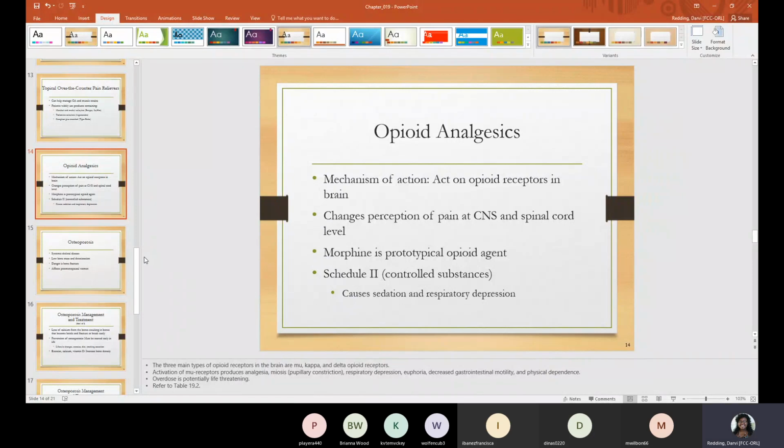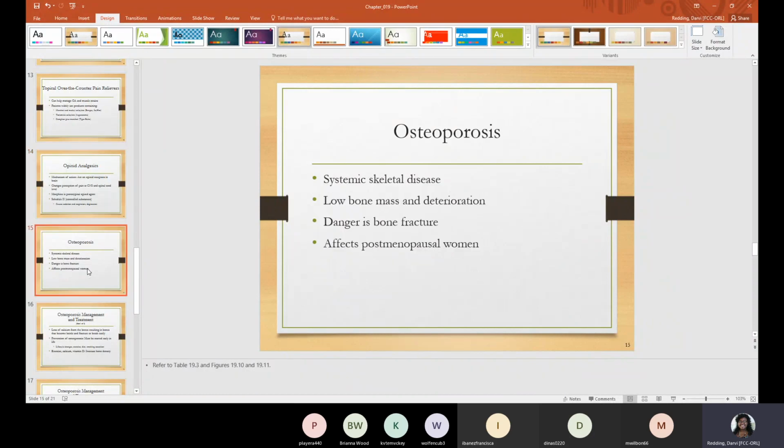So now that we've learned some of the conditions and some of the drug treatments that would help with osteoarthritis, let's next learn about another condition, which is osteoporosis. We learned with osteoarthritis that it is a disease that affects the joints. Osteoporosis is a systemic skeletal disease. So it has low bone mass and the bone would actually deteriorate.